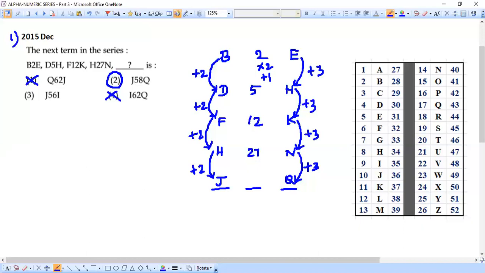2 twos are 4. 4 plus 1 is what? 5. And again, come here, 5. From 5 to 12 they are moving. So again they have done 5 into 2, which is 10. 5 twos are 10, right? So 10 plus 2, they have moved here. Do you understand?